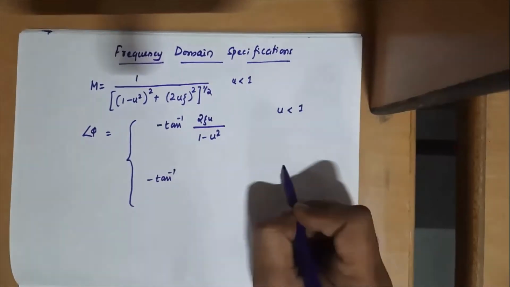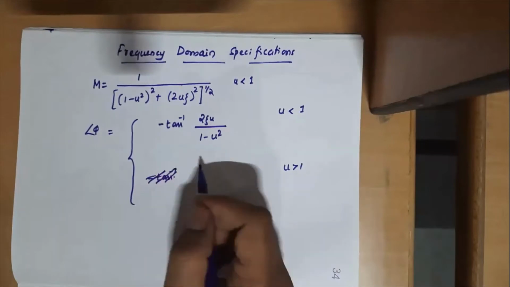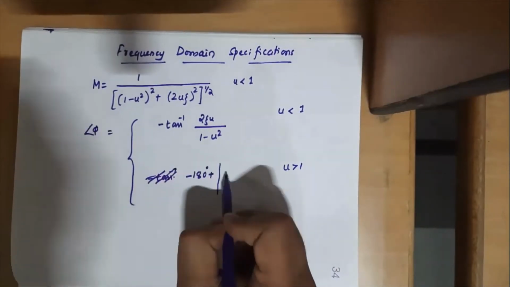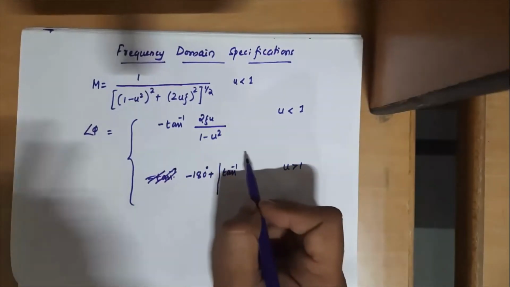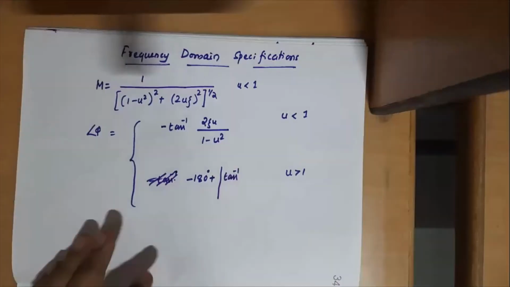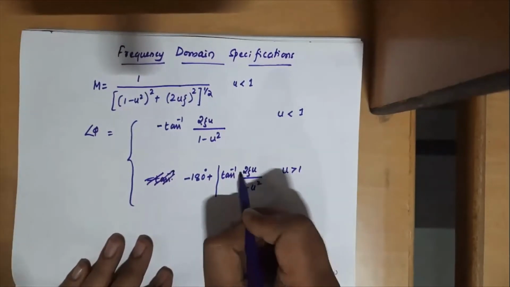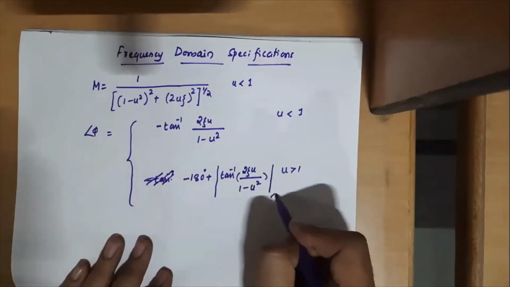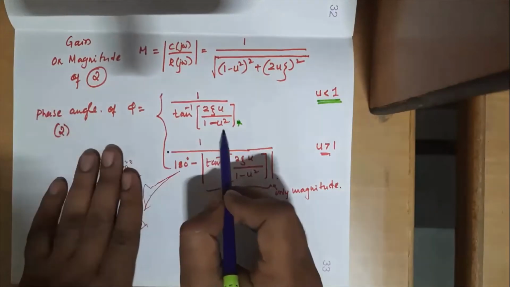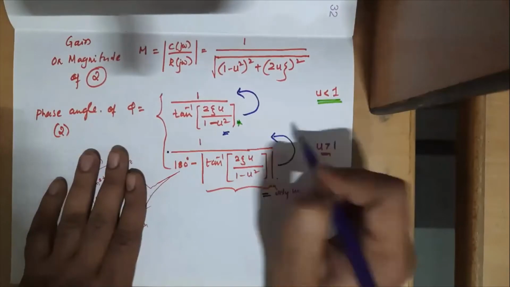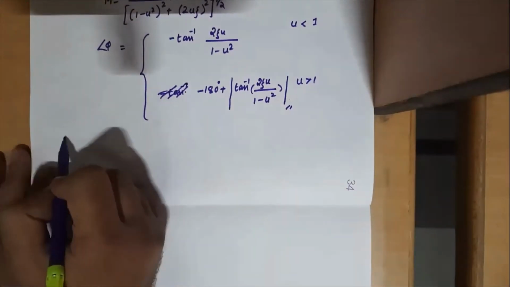So this is for the first case, and we have a second case for u greater than 1. It is minus 180 degree plus tan inverse of 2 zeta u divided by 1 minus u square. So this we already did in the previous class. The phase angle I wrote in the denominator, so if I take it to the numerator, the sign will change. That's the only difference. That's why we got minus now.